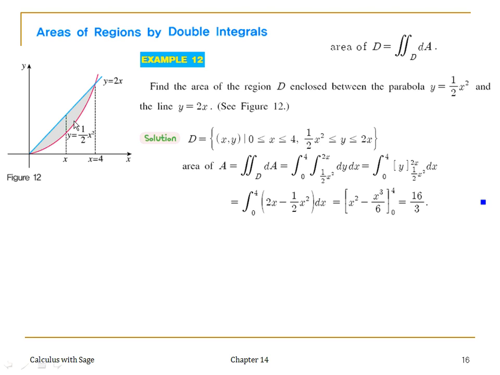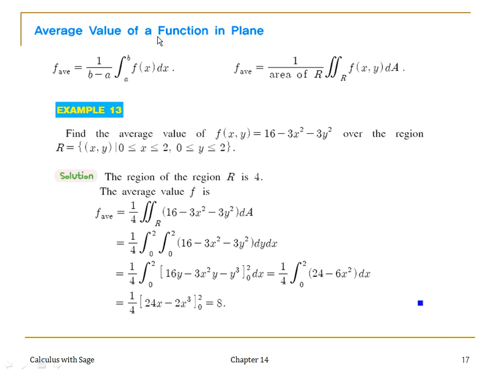So double integrals can be used for finding the area of a region. And average value of a function in the plane. This is the definition of the average value of a one variable function as an integral. Now this can be extended to the two variable function case like this: the double integral of this divided by the area of R instead of just b minus a. That gives us the average value of a function of two variables. So find the average value of this function of two variables over the region R. What we need to do is find the double integral and find the area of R and just divide.